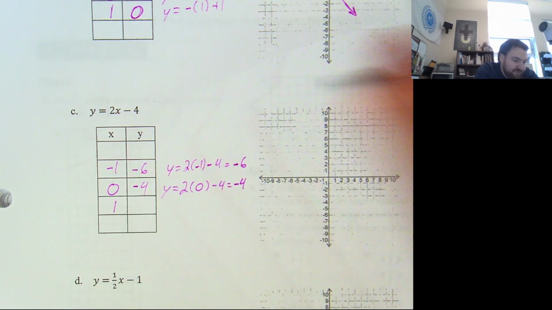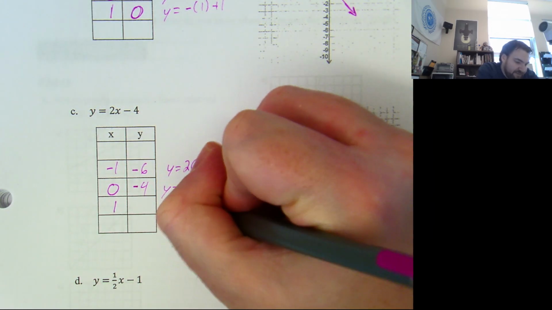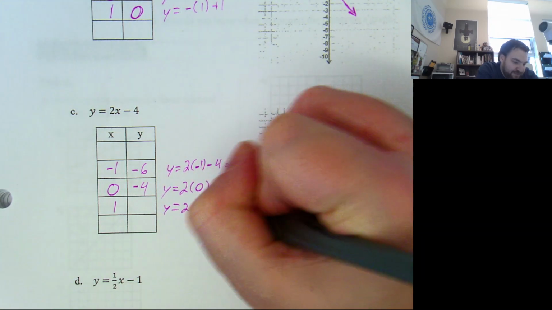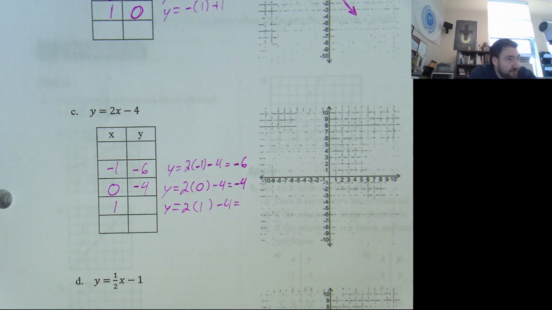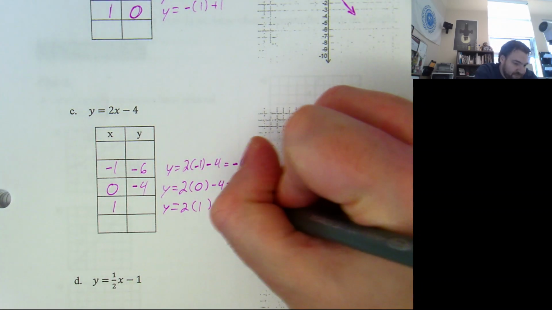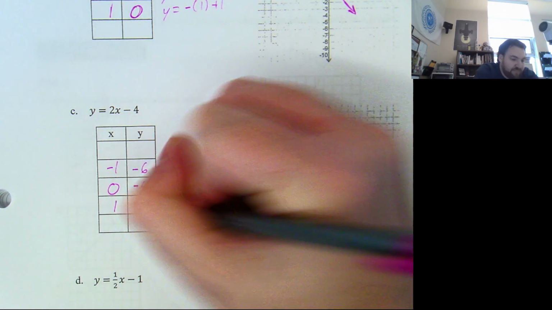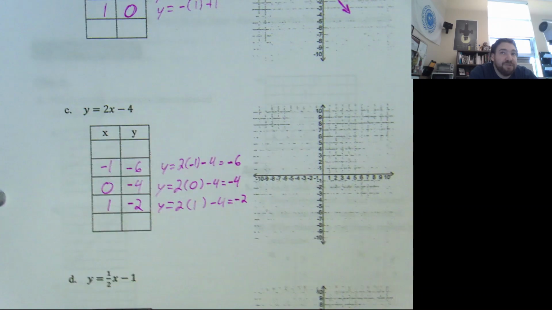I'm at 2 going down 4. So let's do the other point. 2, there's my brackets, minus 4. Shove my 1 in there. 2 times 1 is? 2 minus 4 is? Negative 2. Nothing weird and gross there.